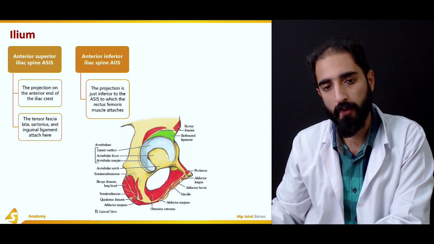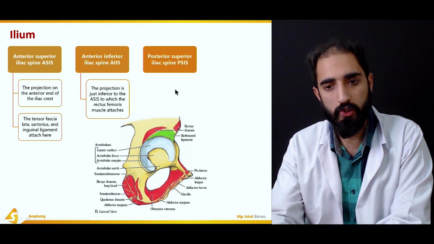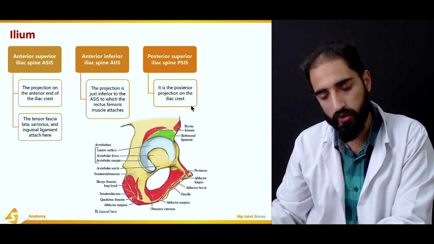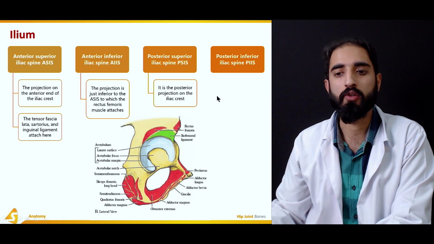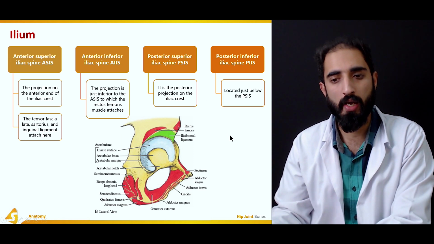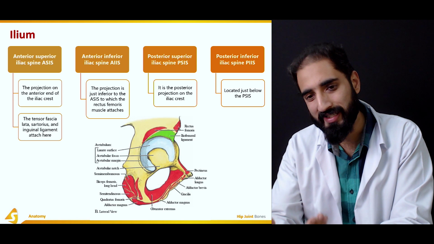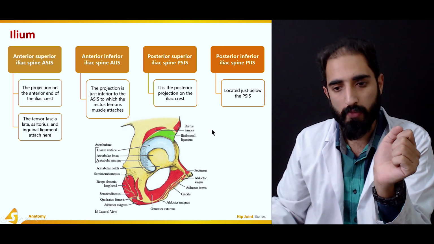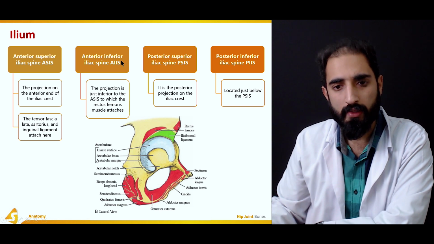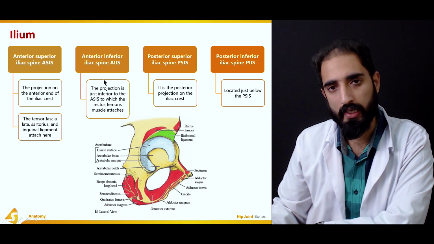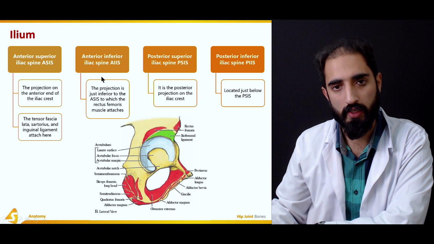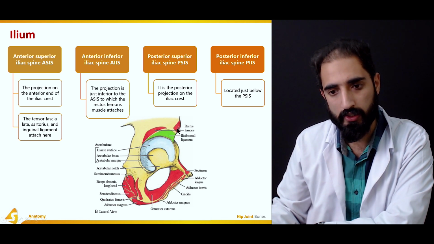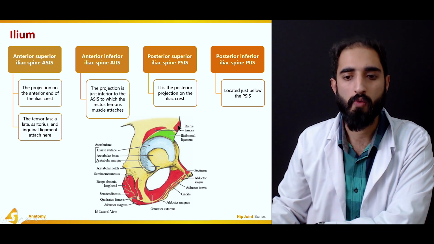inferior iliac spine. Moreover, talking about the posterior superior iliac spine, it is the posterior projection on the iliac crest, or the termination of the iliac crest. And talking about the posterior inferior iliac spine, it is located posteriorly just below the PSIS. As we already mentioned, the rectus femoris has its attachment site at the anterior inferior iliac spine. We can see this is the anterior inferior iliac spine, and this here is the attachment site for the rectus femoris.